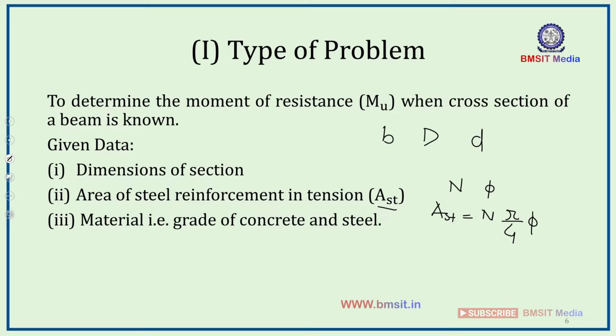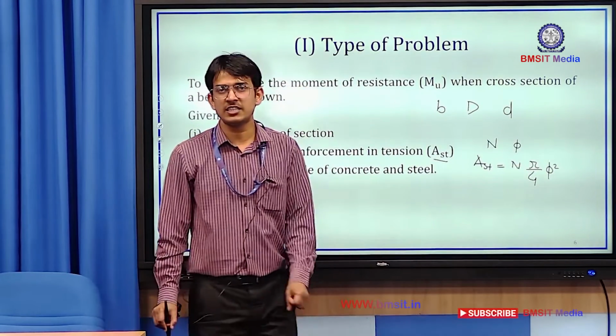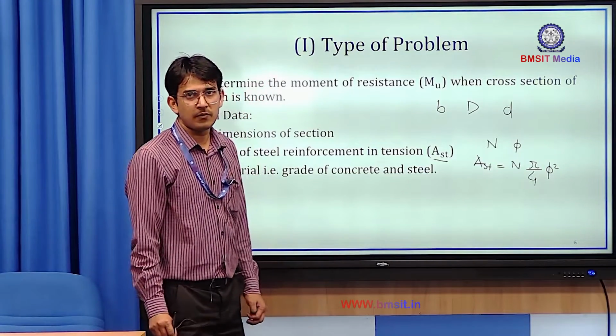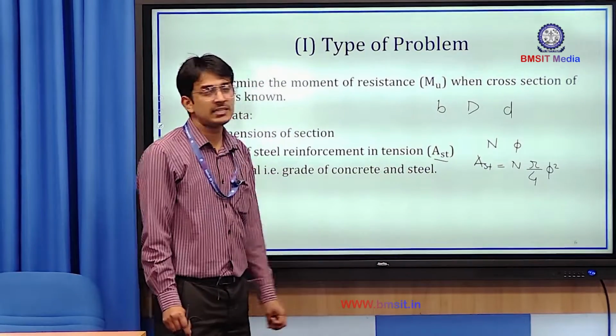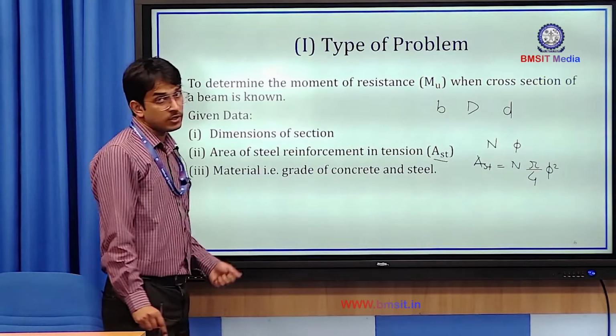In that case the AST, area of steel in tension zone, equals the number of bars times the cross sectional area of that bar. We know the cross sectional area of the bar is pi by 4 phi square, and the number of bars is N, so we can easily calculate the area of steel. So this is the second requirement we have for the calculation of moment of resistance.